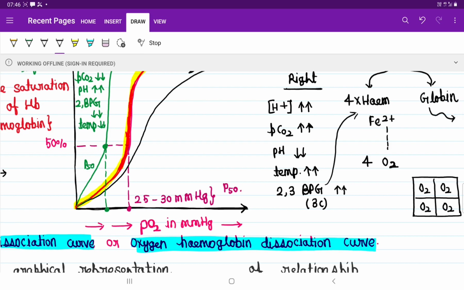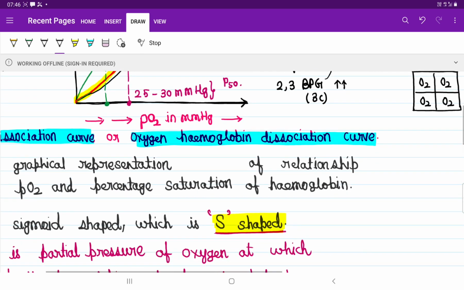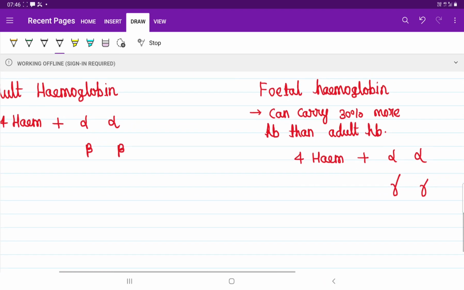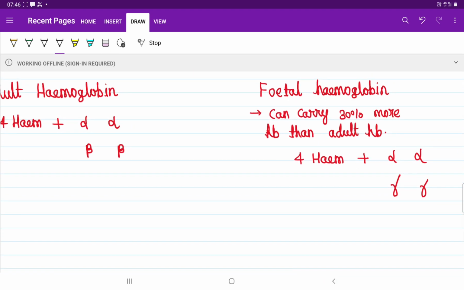Now I have a question, students. Fetal hemoglobin, the hemoglobin present in the fetus. It is observed that fetal hemoglobin has more affinity to oxygen. The baby is present in the mother's womb, and as compared to the mother, the baby can carry 30% more oxygen. I have written here also, they can carry 30% more oxygen than the adult hemoglobin.